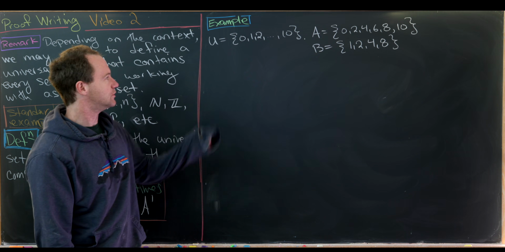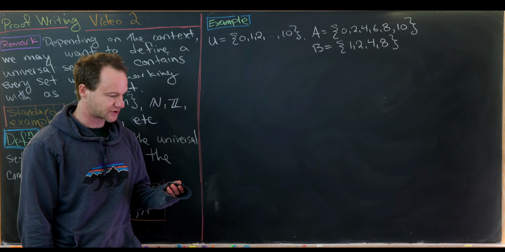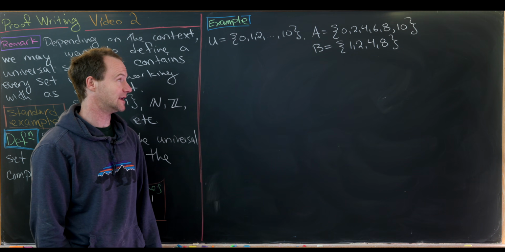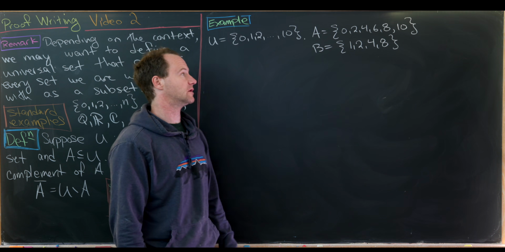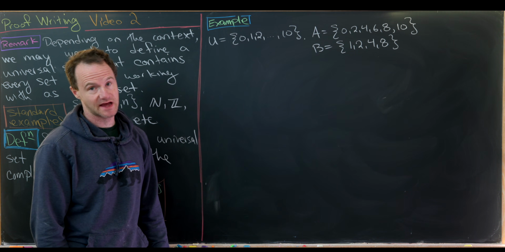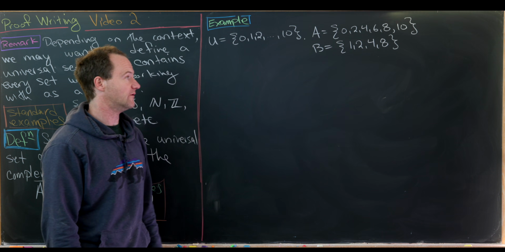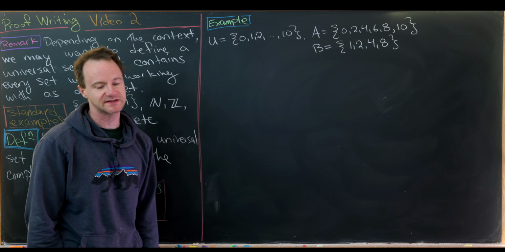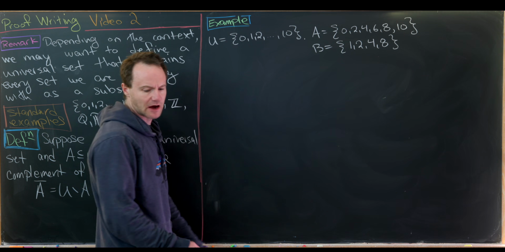So let's say we've got a universal set, which is all natural numbers, or I guess I should say all integers between 0 and 10. And then we've got A is all of the even integers in that set, and B is all of the powers of 2 in that set. So 1 is a power of 2 because it's 2 to the 0. Now let's calculate a few things.